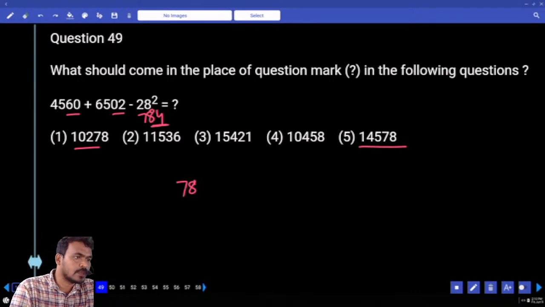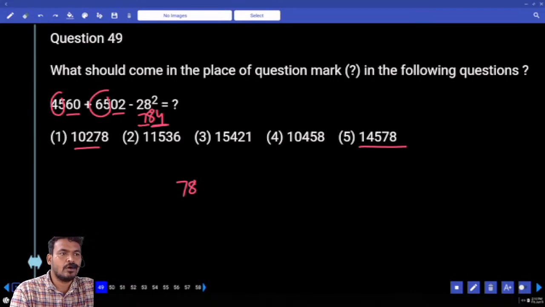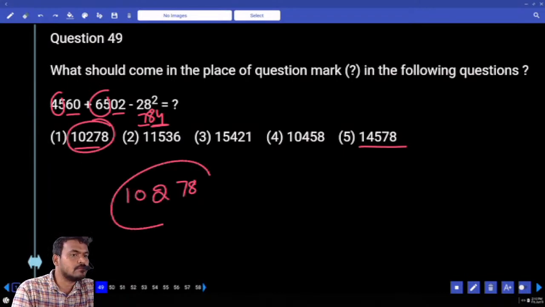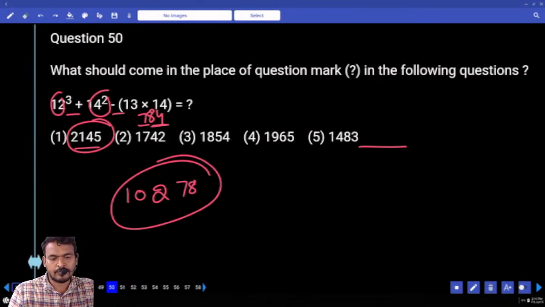2 options are there. Next, 45 plus 65 is 110. 110 minus 7, 103, means it is less than 10,300. What is the value? 10278. Next question, number 50.